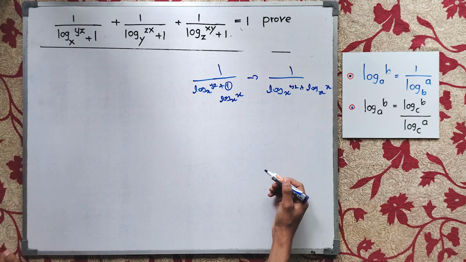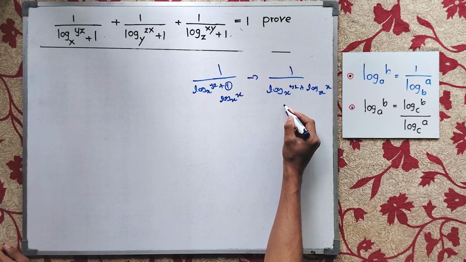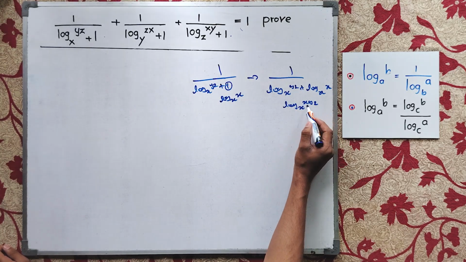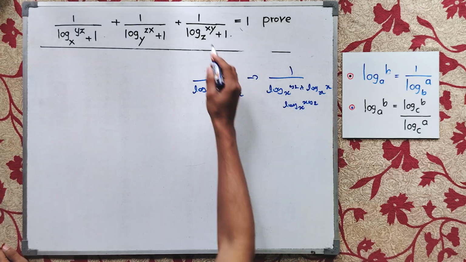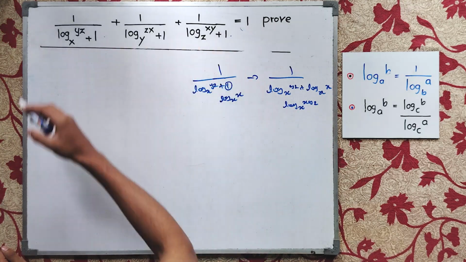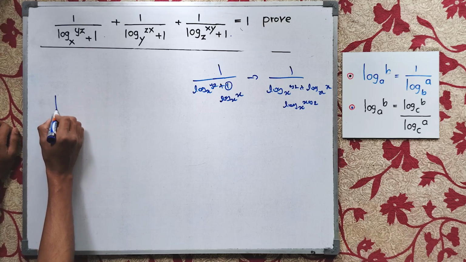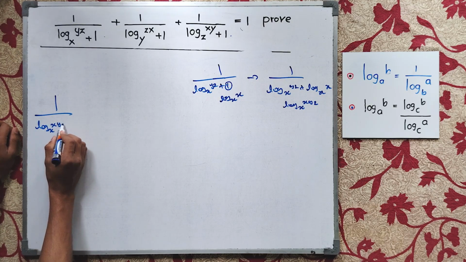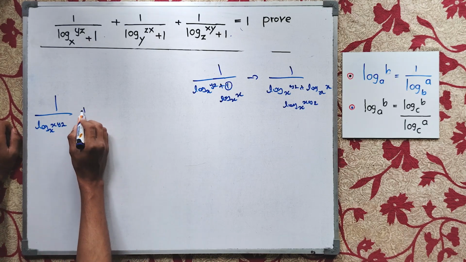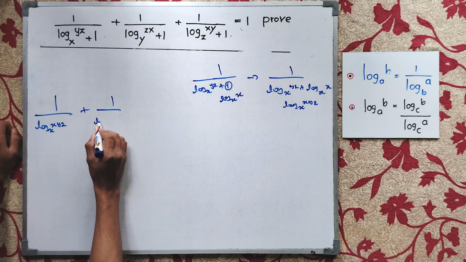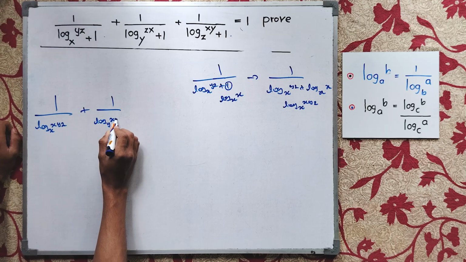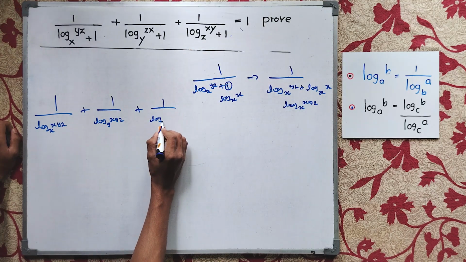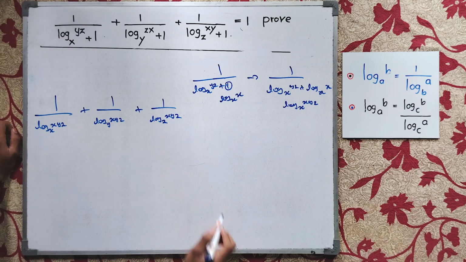And using simple logarithmic rules, we can write this as log base x of x y z, right? So I'm going to apply this to all these terms, right? So let's write. I'm going to write this as log base x y z, and here 1 over log base y x y z. Here as well log z x y z.